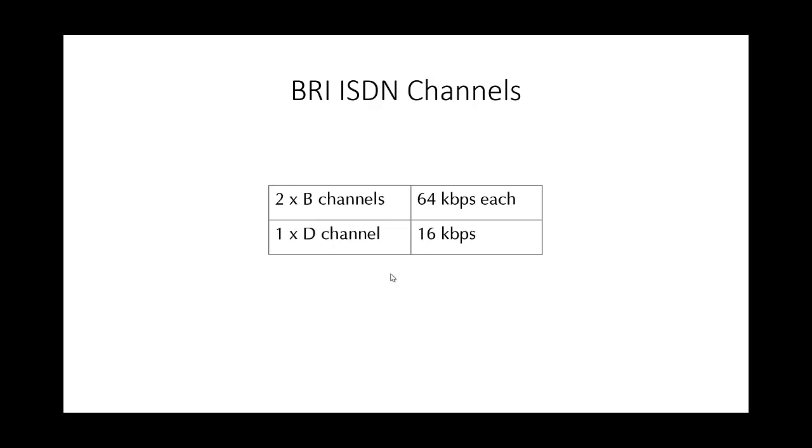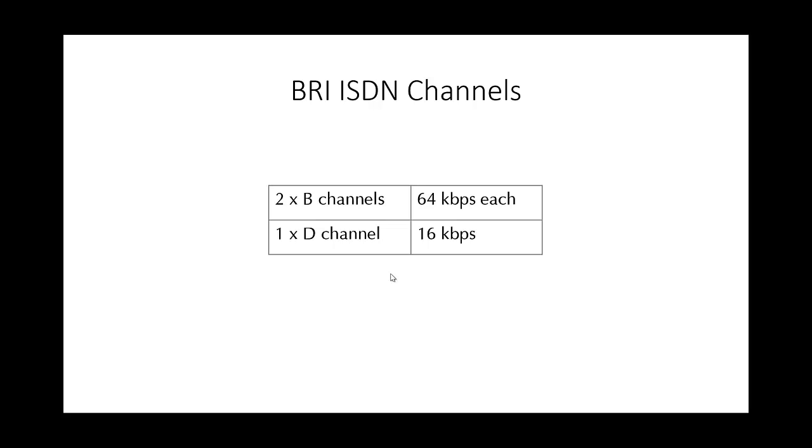The BRI service is delivered over data quality phone lines. It provides two channels for user data and one channel for control functions such as call setup. The channels which carry the user data are known as the bearer channels, or B channels. And the channel that carries the control information, such as data signals, is known as the data channel, or D channel. The capacities of the channels are shown on screen.